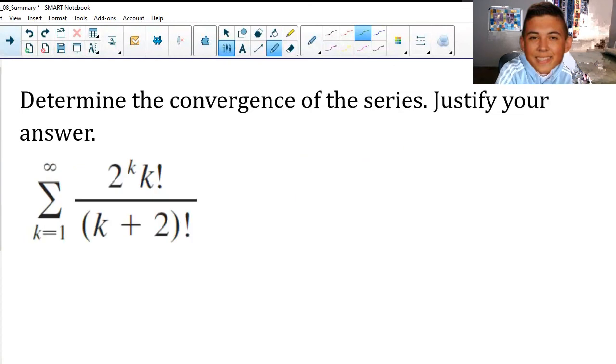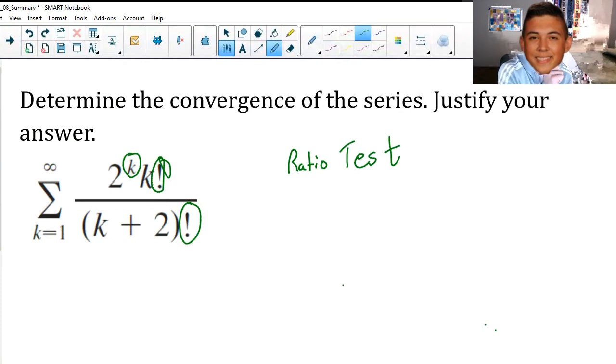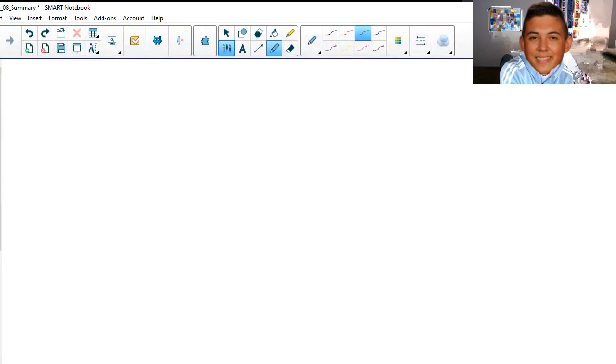Okay, and I think this is our last one. All right, but hopefully we're recognizing this one. I have exponentials. I have factorials. Probably our best case scenario is to do the ratio test. And that was our last one, right? Yeah.